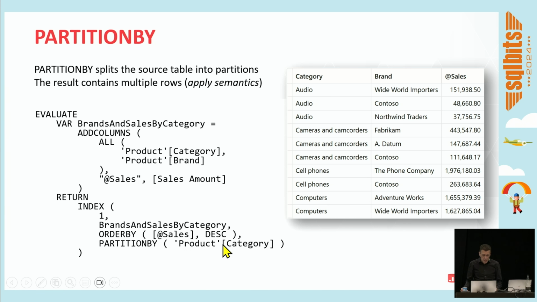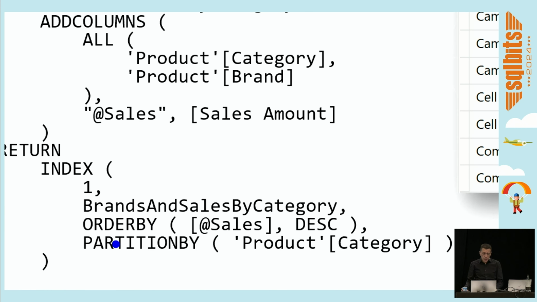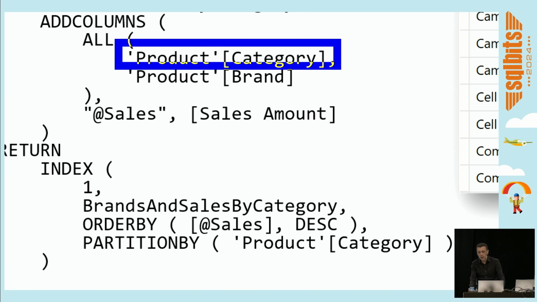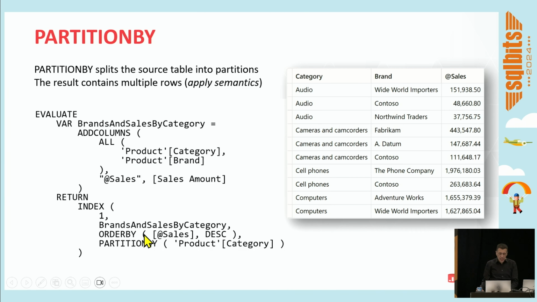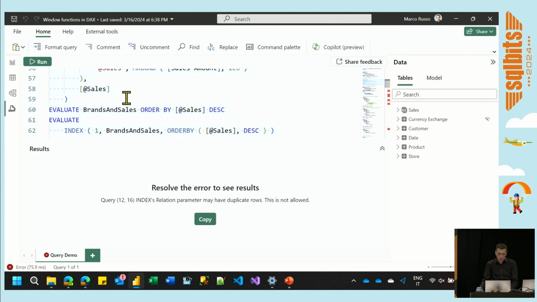In this example, we're saying, look, I want to get, from the table brands and sales by category, which has two columns, category and brand, we want to partition by category, and for each category, we want to get the first product. Give me the first product for each category based on sales. The result of this index will be a table with multiple rows. You see the table we start with, so let's go to the example in Power BI.